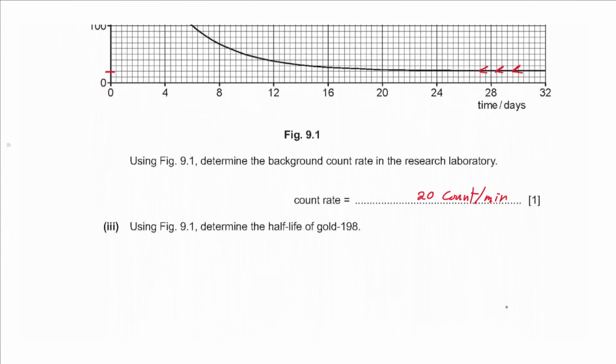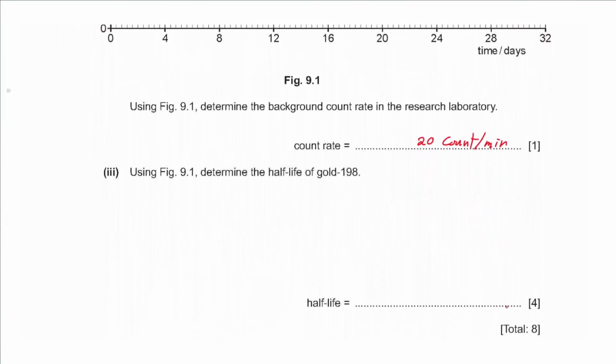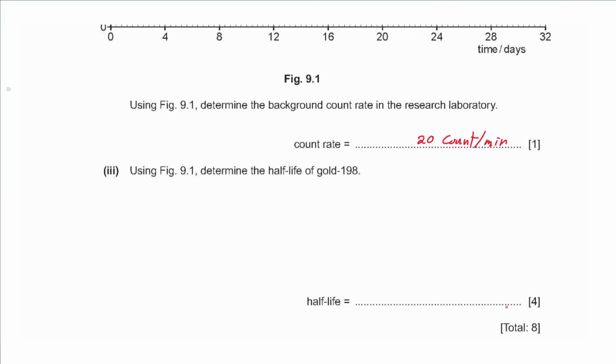Now, III says, using figure 9.1, determine the half-life of gold 198. We started with 390. We must first remove the background from this count rate, so minus 20. That gives an answer of 370. And then to get the half-life, we divide that by 2. That gives an answer of 185.